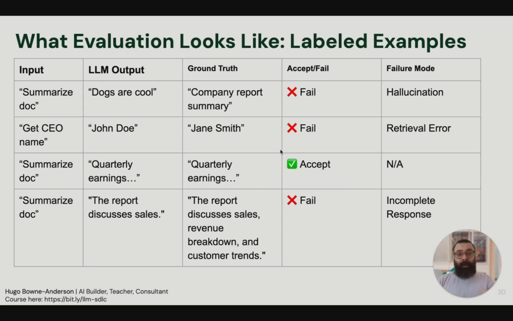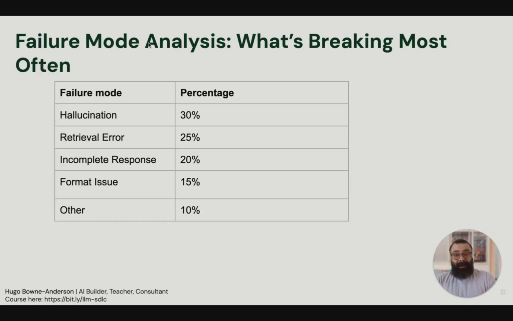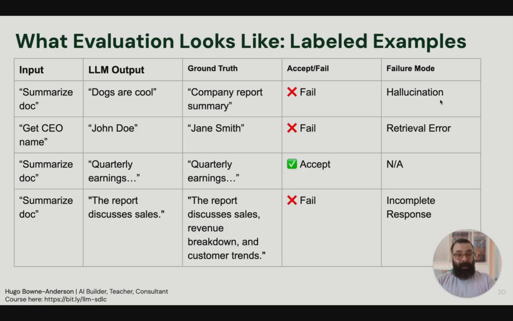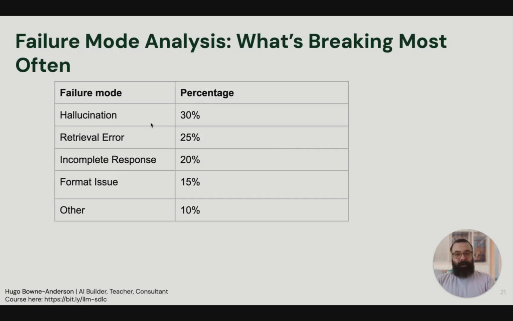So, this is what labeling examples looks like. I'm laughing because it's so unshiny, but it's one of the highest leverage things you can do, okay? And then once we do a pivot table, what we actually see is what's breaking most often, right? So list the failure modes and rank order them and look at the percentage of times they occur in this failure mode column. Hallucinations, 30%. Retrieval error, 25%, incomplete response, 20%, format issue, 15%, other, 10%.